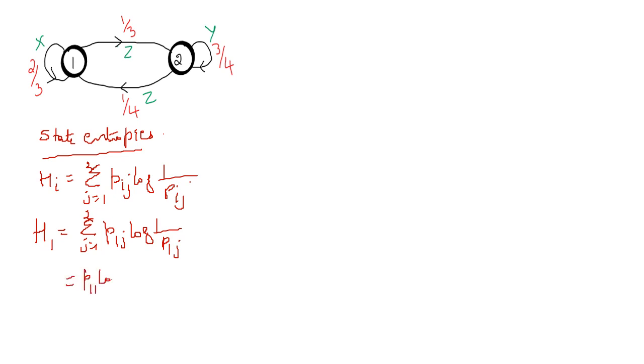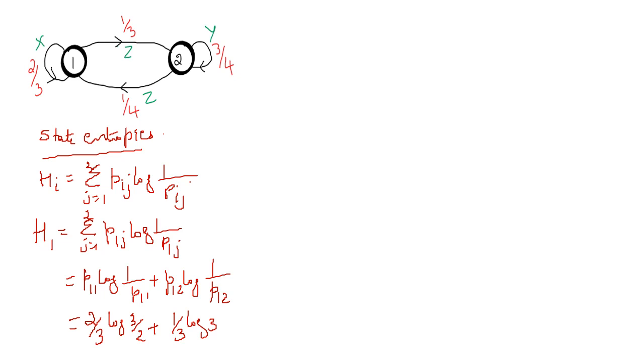So we'll get P11 log 1 by P11 plus P12 into log 1 by P12. So we'll substitute what is P11 here. It is nothing but the probability of state going from 1 to 1, which is 2 by 3 in this particular diagram. So we'll substitute 2 by 3 log 3 by 2 plus P12, that is the probability of state going from 1 to 2, which is 1 by 3. So we'll substitute that P12 as 1 by 3 log 3. After substitution, we are going to get H1 is equal to, with base 2, you substitute and find the answer.